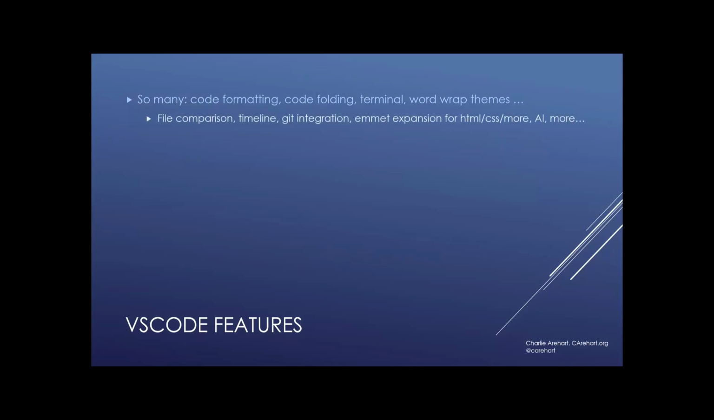All right. So what about VS Code features? Why would one even be thinking about moving to VS Code? Well, it provides out of the box many features that any developer would expect. So it's got code formatting, code folding, a built-in terminal, word wrap, themes, file comparison features and a timeline. It's like a poor man's version control, and it's got Git integration, Emmet expansion for HTML and CSS, and it's got AI if you want, you can turn that off, and so much more.